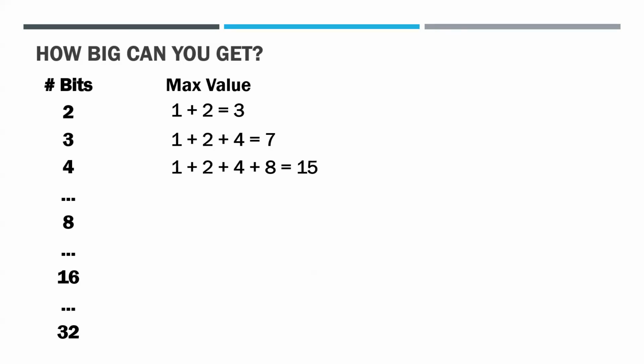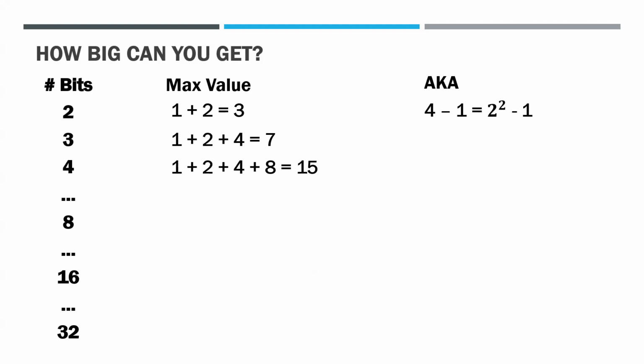Now there's a pattern here, but it might not be obvious. There's a pattern here based on powers of 2. So 3 is actually 4 minus 1. And I chose those numbers because 4 is 2 to the second. So the biggest value you could represent with 2 bits is 2 to the second minus 1, 4 minus 1, which is 3.